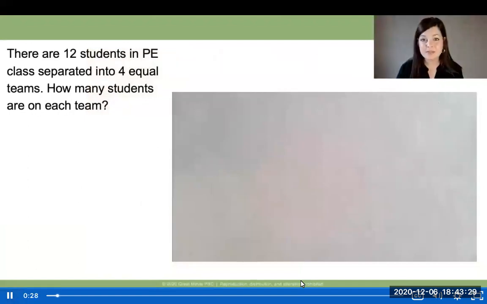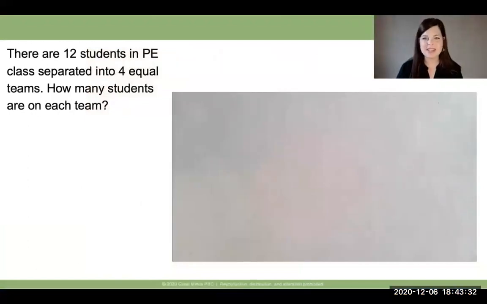Let's start with something familiar. Let's read the word problem together. Ready? Read. There are 12 students in PE class separated into 4 equal teams. How many students are on each team? Okay, so we know that there are 12 students, and these 12 students are being put on 4 equal teams.